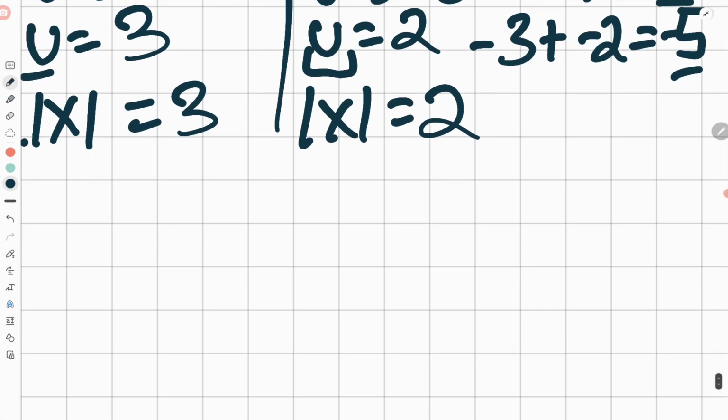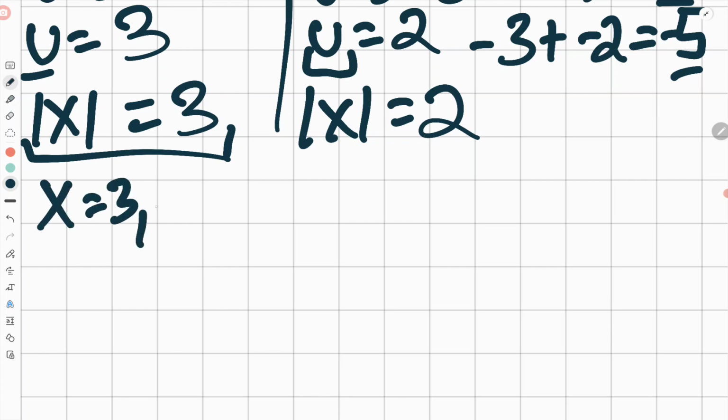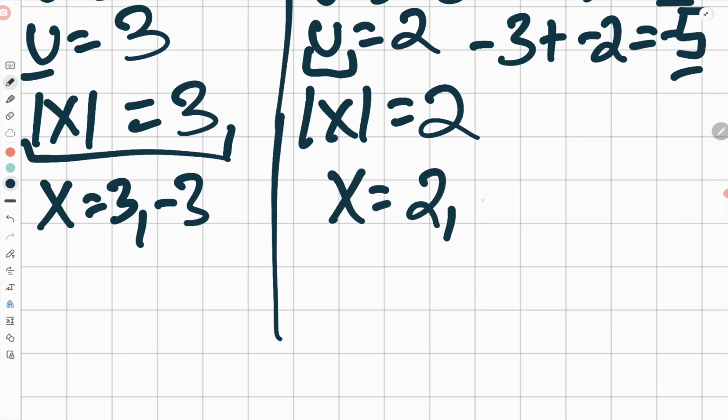So this is now one of the simplest possible absolute value equations. This is true when x is 3 or negative 3. This is true when x is 2 or negative 2. So as you can see, altogether we end up with 2 solutions from here and an additional 2 solutions from here. So we have 4 solutions.